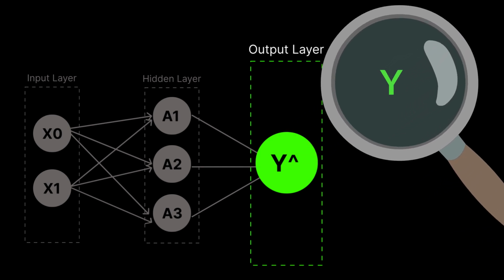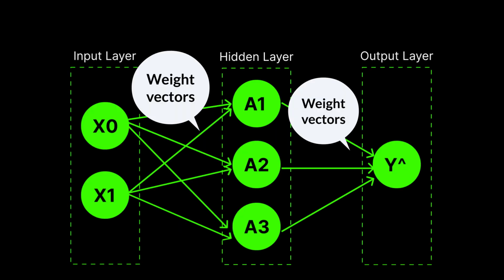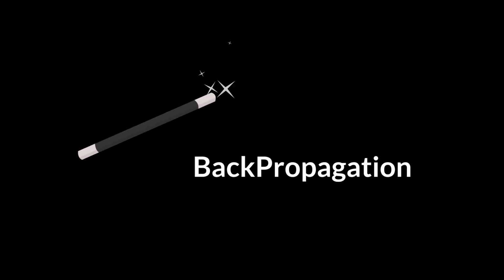The final step in a forward pass is to evaluate the predicted output against the expected output. Evaluation happens through a cost function. Based on the cost function's value, the model knows how much to adjust its weights in order to get closer to the expected output y. This happens using the backpropagation algorithm.